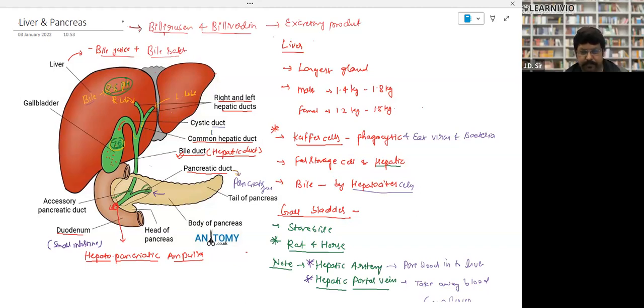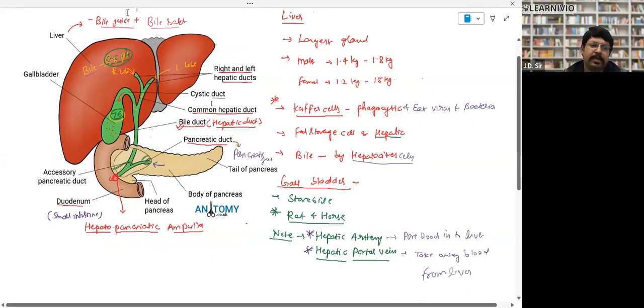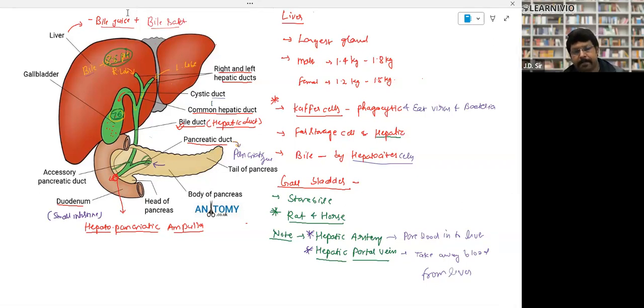Next, the gallbladder remains attached with the liver. It does not secrete any kind of enzyme; rather it stores bile and then releases it into the small intestine.